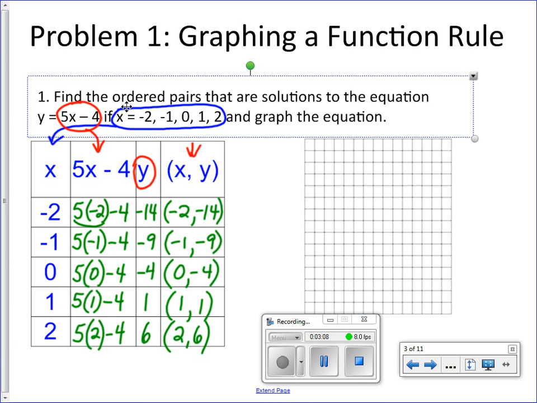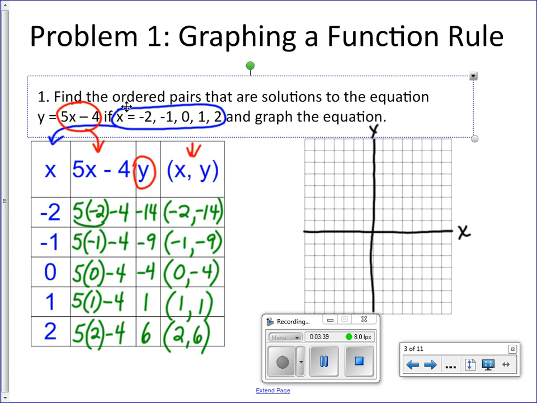All right, as I go to graph this, I notice that I need both some negative x's and some negative y's, so I'm going to simply put my y-axis right down the middle and my x-axis kind of right in the middle of my graph. All right, so let's plot our points.